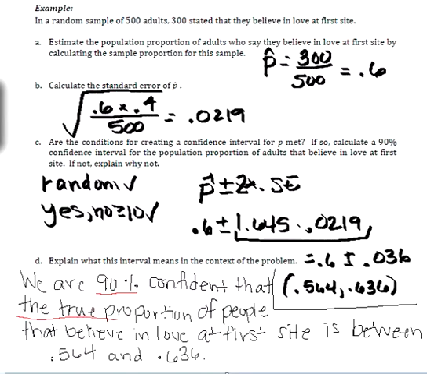So the parameter is a statement about the mean or the proportion, or in this case it's just the proportion, and it would be the true proportion of people that believe in love at first sight. Remember that we were very specific about the parameter when we described it. So it would be the entire statement, the true proportion of people that believe in love at first sight. And then we give a bound, a lower bound of 0.564 and an upper bound of 0.636, which means we would expect the true proportion to be somewhere between those two values.